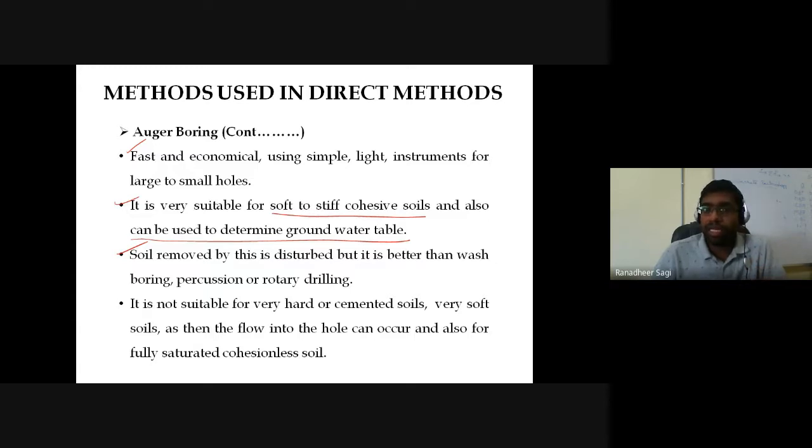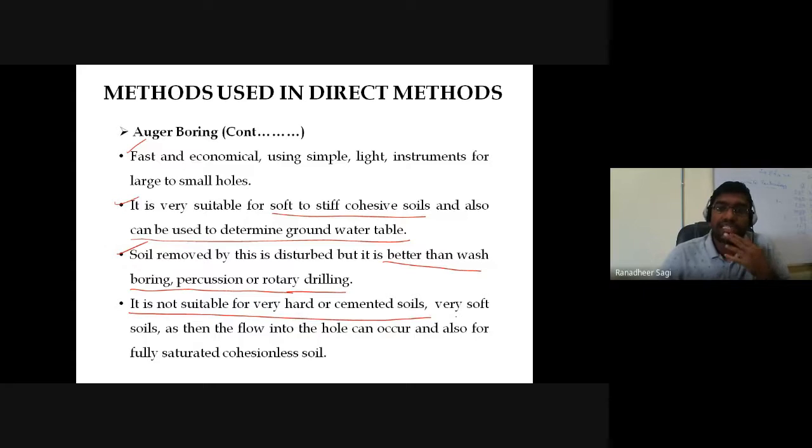This particular method is said to be better than the wash boring technique, percussion drilling technique or rotary drilling technique. So in simple terms, whenever you want to make a borehole, we prefer to go for the auger mechanism. But as we said, it's not suitable in all soil conditions. It's suitable only for soft to stiff soil deposits. It is not suitable for very hard or cemented soils, or even for very soft soil deposits.